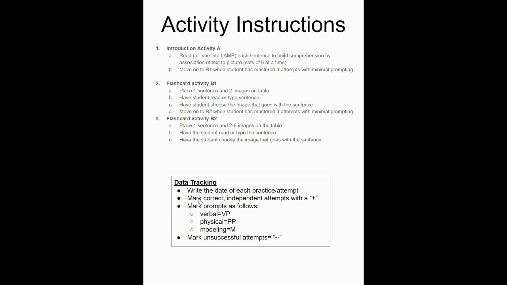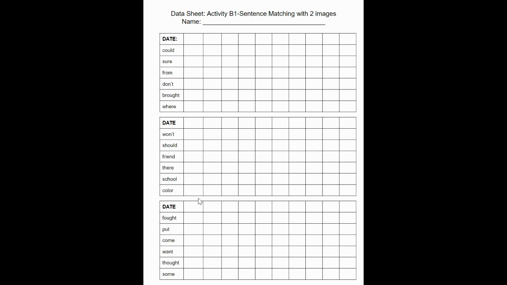For data tracking, I've included data tracking sheets for the image matching, the sentence to images. So image to text, text to image. I have 10 trials on there. Typically after a student has gotten 3 right in a row, we can consider that they've mastered that. So they might not need to do all 10 trials, but they may need to do all 10 trials. So I would do 10 trials, and then move on to the next set, do 10 trials, move on to the next set.